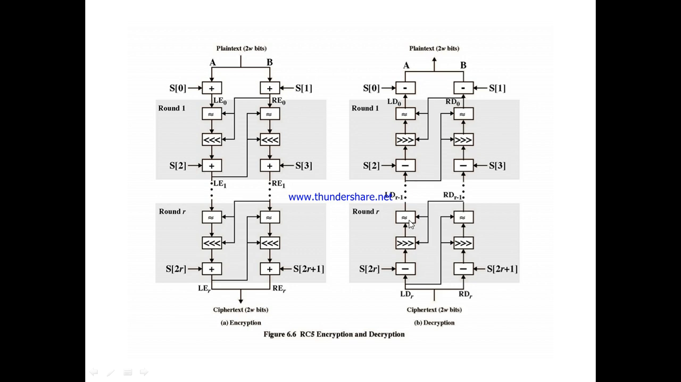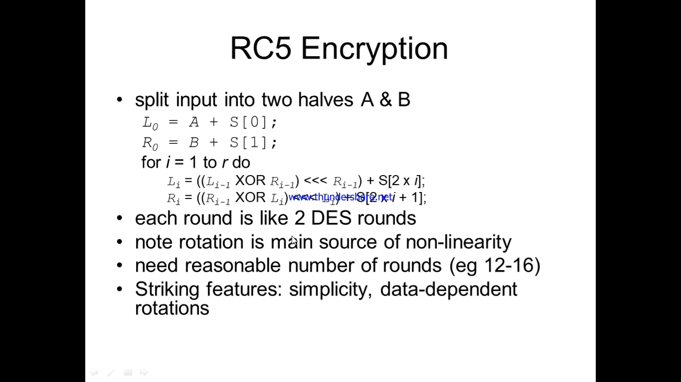And coming to the decryption also, here instead of addition we are using subtraction. XOR is similar. As we are using left shift here, we are going for right shift in the decryption operation. Again, in place of addition we are using subtraction. So that is the only difference between encryption and decryption. Here we are not applying the keys in the reverse order. In place of addition we use subtraction, and in place of left shift we use right shift. So that is the difference between encryption and decryption in the RC5 algorithm.